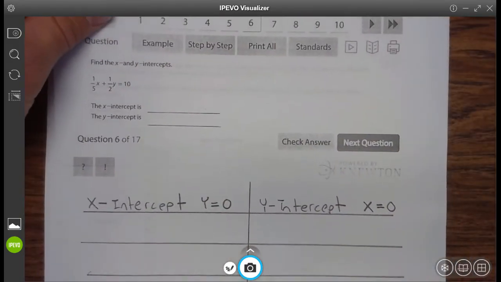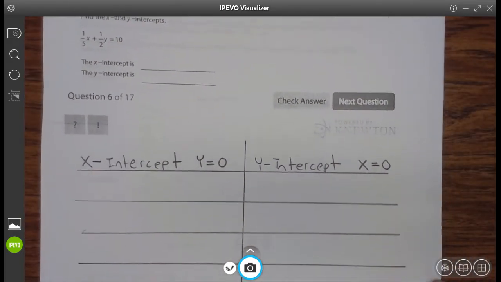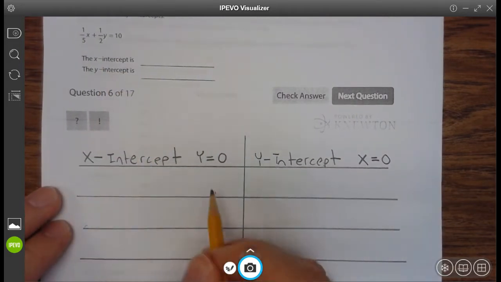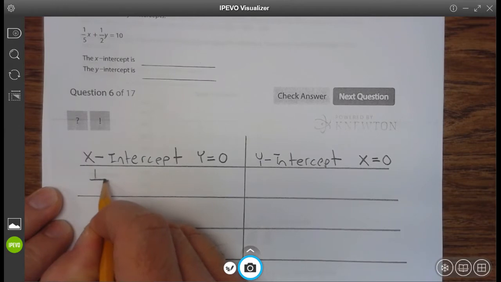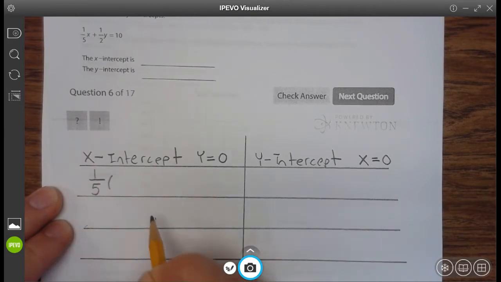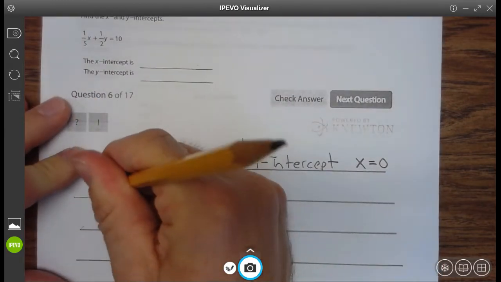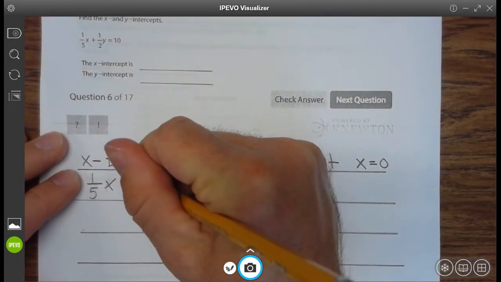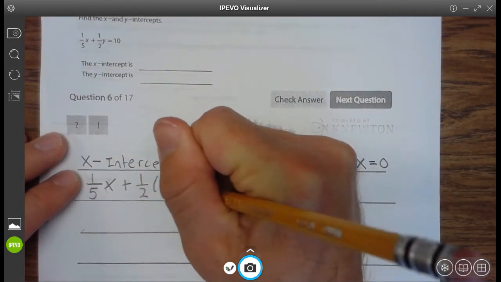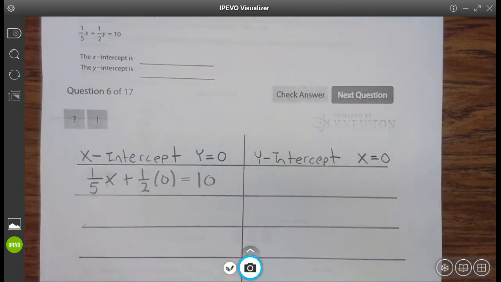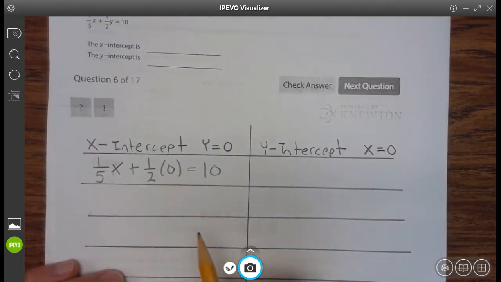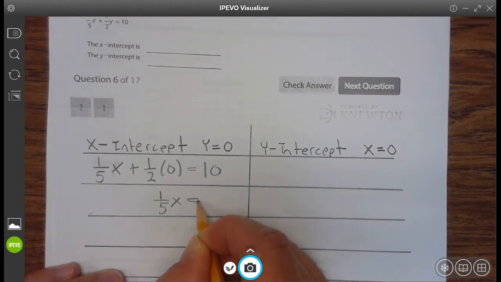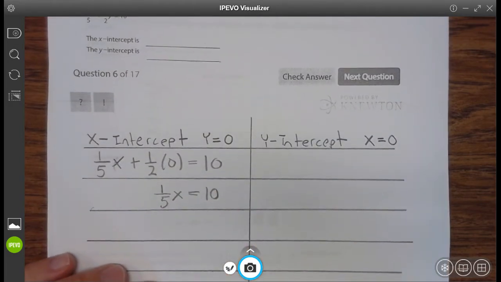All right, example 6. Find the x and y intercepts. To find the x-intercept, y equals 0, so we can plug 0 in for y, so that's 1/5 times x plus 1/2 times 0 equals 10. Well, 1/2 times 0 is 0, so you're left with 1/5 x equals 10.